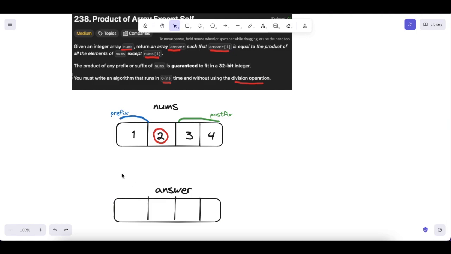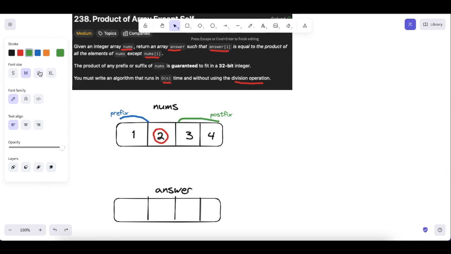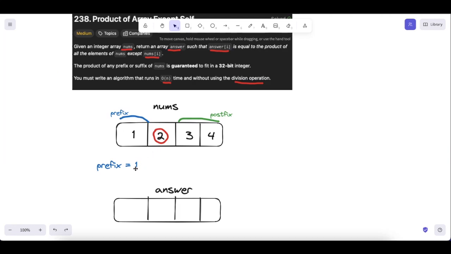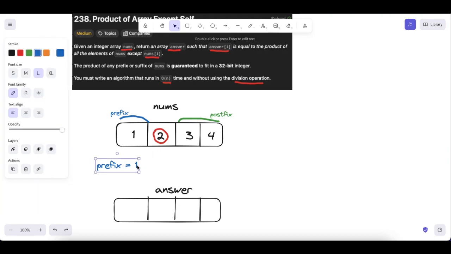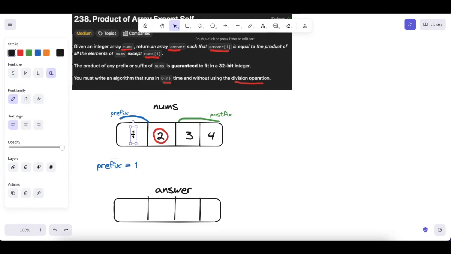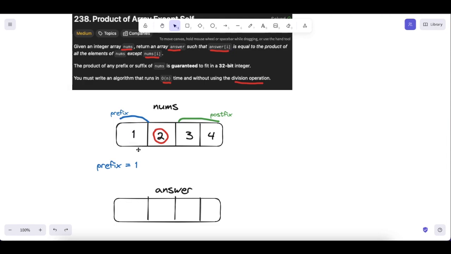Let's run through an example to see what that would look like. During our first iteration, we'd multiply for the prefixes. So we're going to start off with the prefix, and the prefix initially will be 1. The reason why we're choosing 1 as our prefix is because this is a neutral value, which will not affect our result. In fact, for the first number, the number 1 at index 0, the prefix value is going to be 1 because there is no prefix. If we chose 0, that would just zero out all of our response.